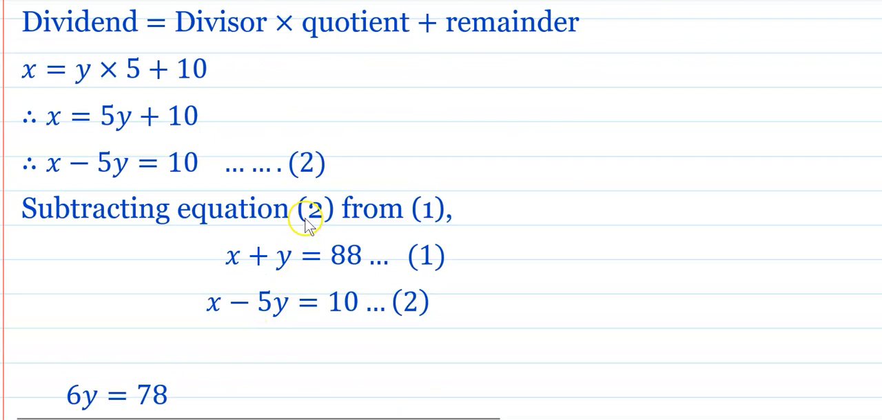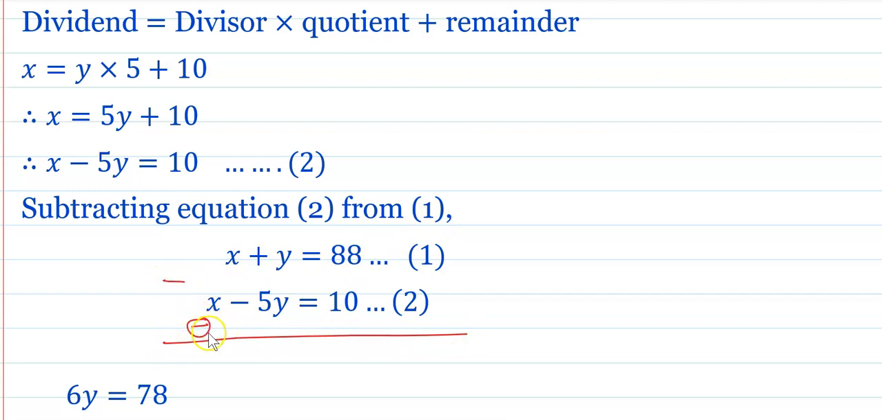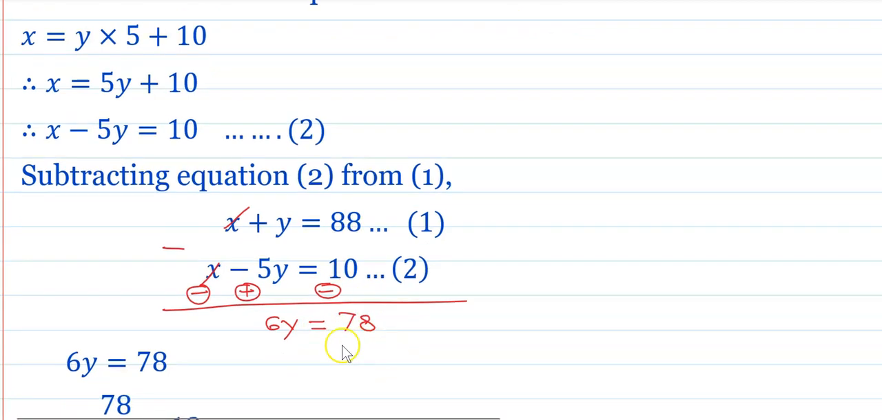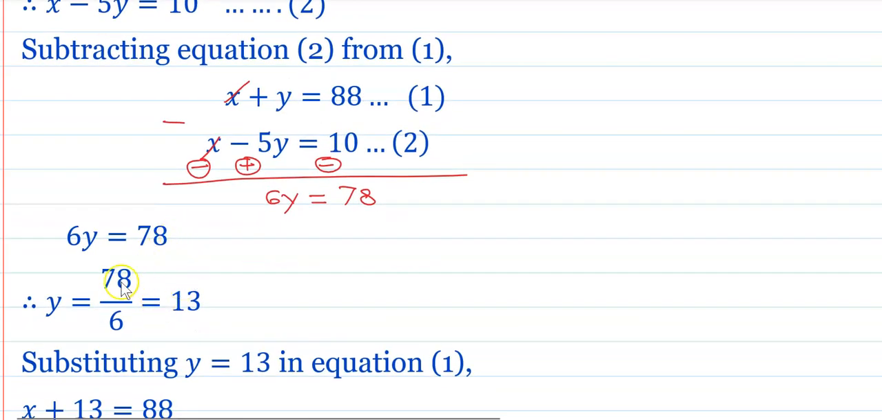Subtracting 2 from 1, this is 1, this is 2. Now we'll take the subtraction. Minus karna hai, so the sign plus will become minus. So plus and again minus 10. Plus x and minus x get cancelled. y plus 5y, you will get here 6y. 88 minus 10, you will get here 78. Therefore 6y is equal to 78, and therefore y is equal to 13.